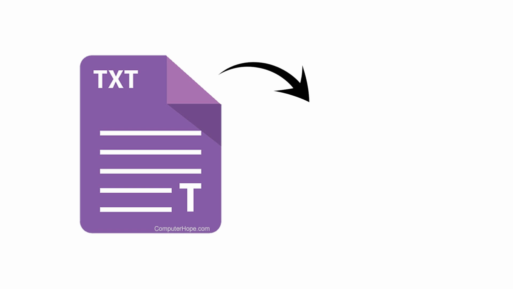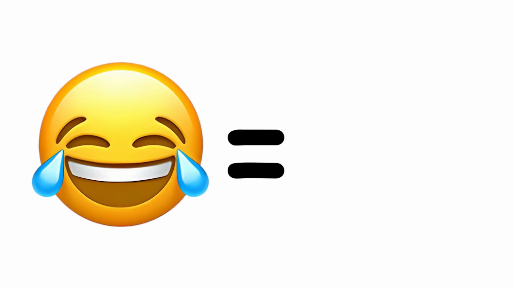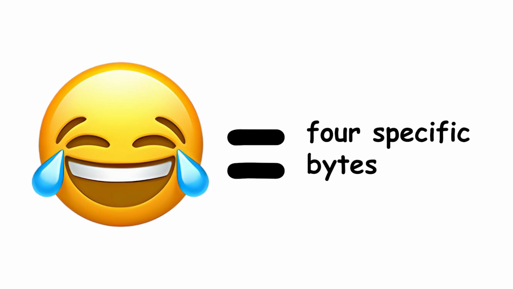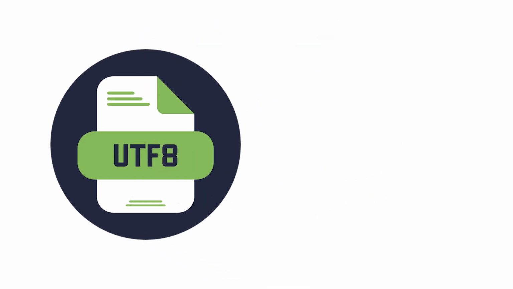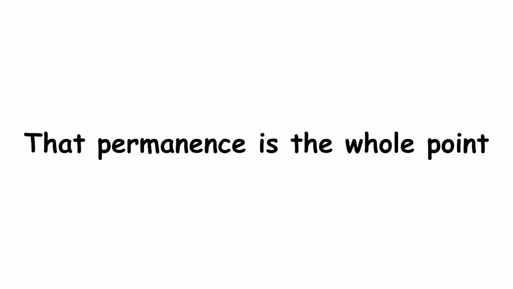UTF-8 is worth understanding here. Text files don't store letters, they store numbers that map to characters. The letter A is the number 65. The emoji joy is a sequence of 4 specific bytes. UTF-8 is the encoding system that turns those numbers into the characters you see, and it's why a text file created in Windows in 1995 is still perfectly readable today. That permanence is the whole point.